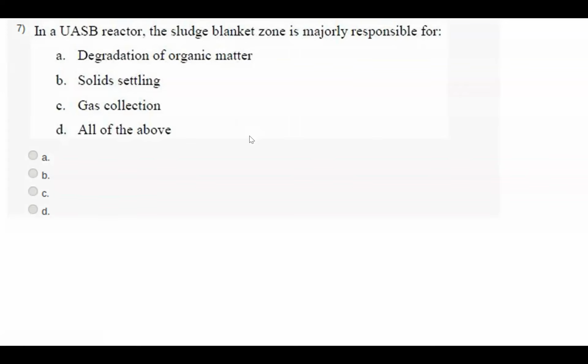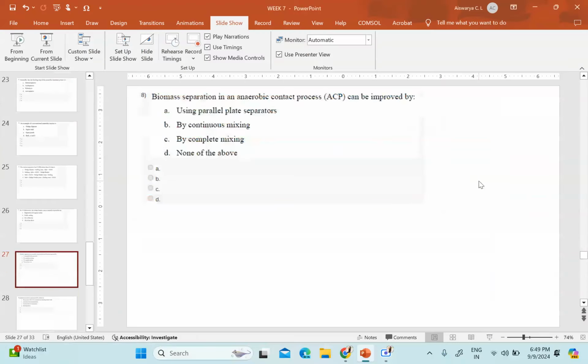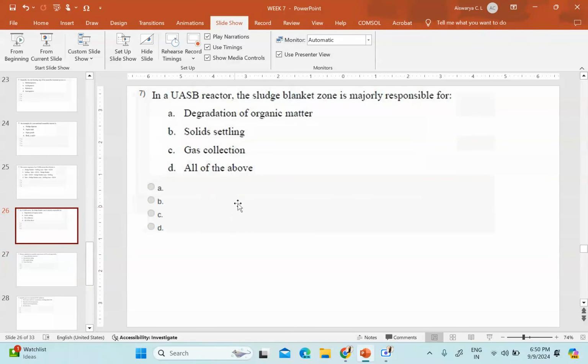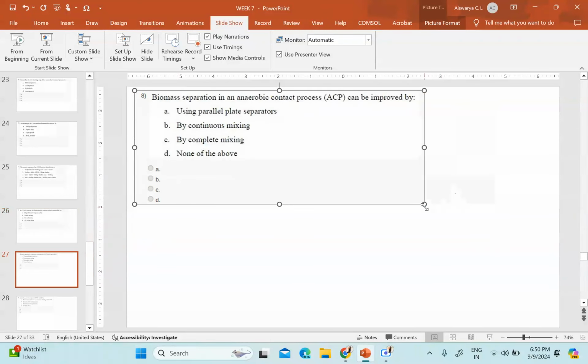Okay. I will show some other picture for the explanation of this one. Yes, degradation of organic matter is the answer. I will show a graph which separates this. That will be clear, I guess.